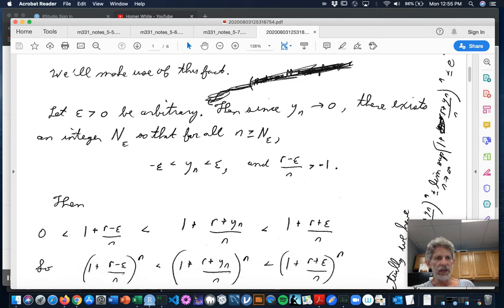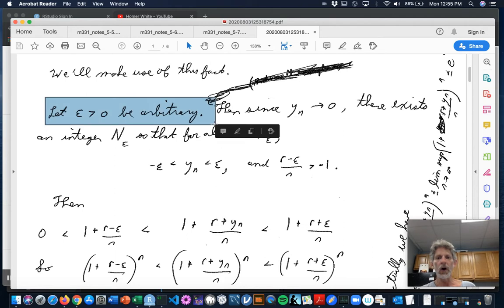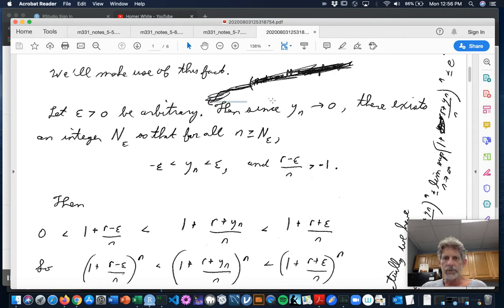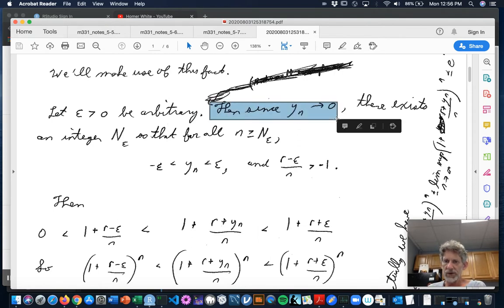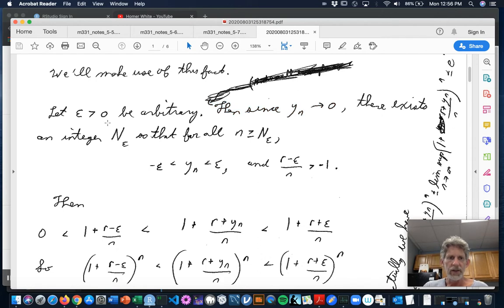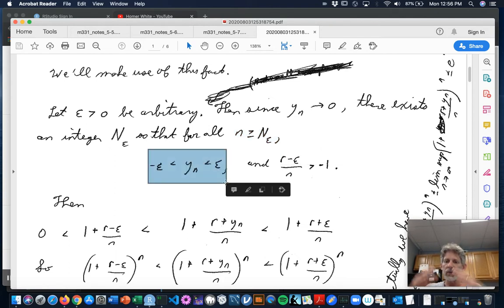Okay, let epsilon be an arbitrary positive number. It could be as small as you like, but it's got to be positive. Okay? Well, since the y_n sequence converges to 0, there's got to be a positive integer n sub epsilon that's big enough so that for all little n's bigger than or equal to n sub epsilon, the y_n is within epsilon of 0, meaning that y_n would be between minus epsilon and epsilon.